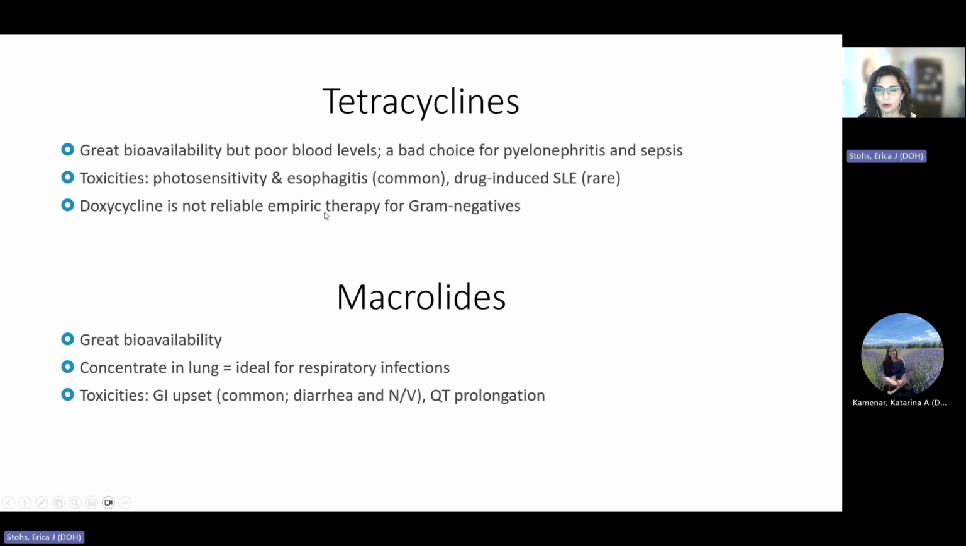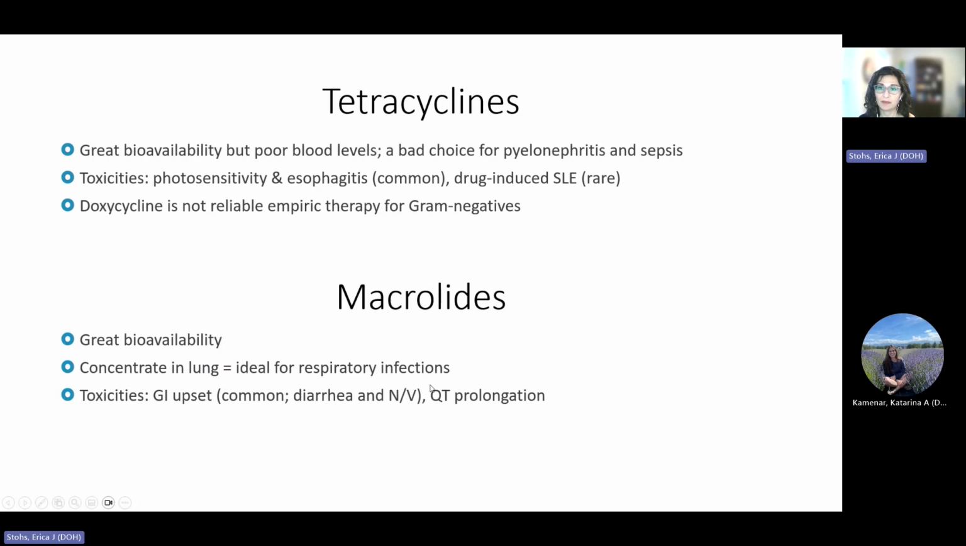So we're going to use it for only certain conditions. And then macrolides, completely different class of antibiotic. These are things like azithromycin. Great bioavailability. It concentrates in the lungs, so that's why it's kind of the good go-to for respiratory infections, especially our atypicals. The toxicities associated with it are some GI upset, and it is known to prolong the QT.